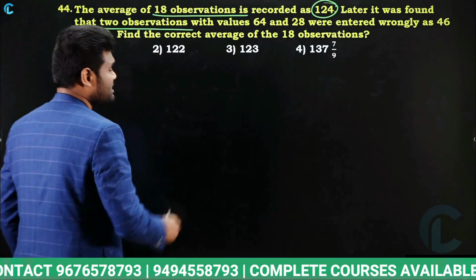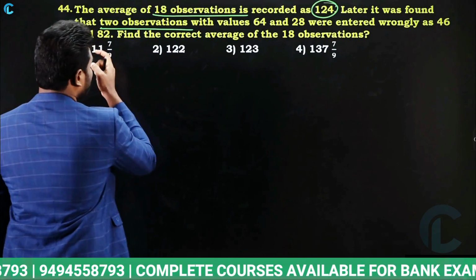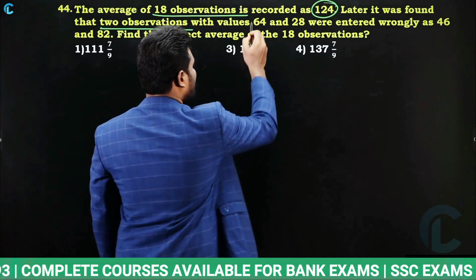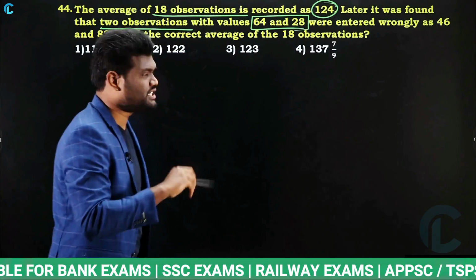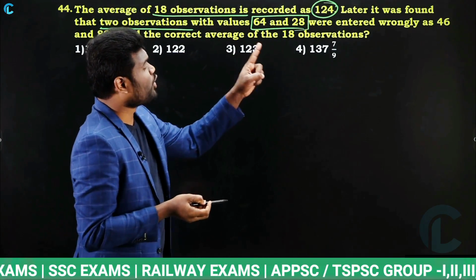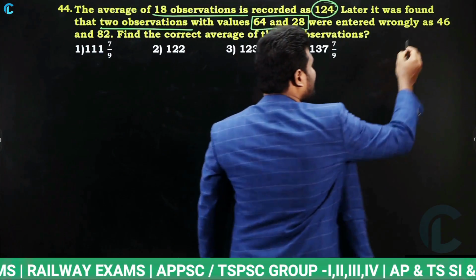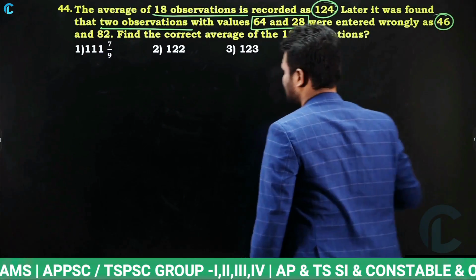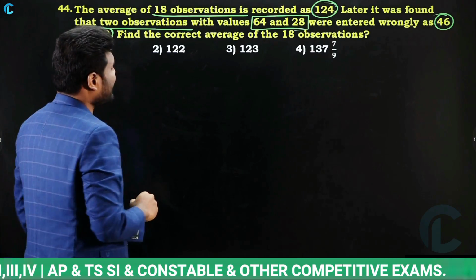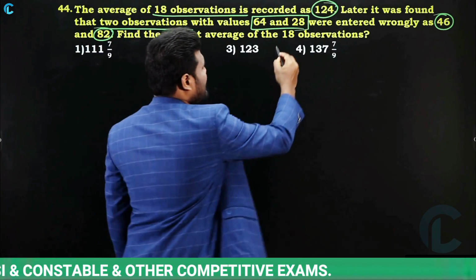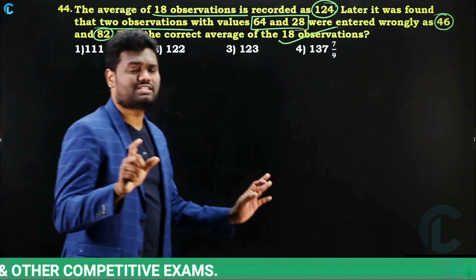Okay, let us look at this. Later it was found that 2 observations with values 64 and 28 were entered wrongly as 46 and 82. Find the correct average of the 18 observations. So we are supposed to find what is the correct average.